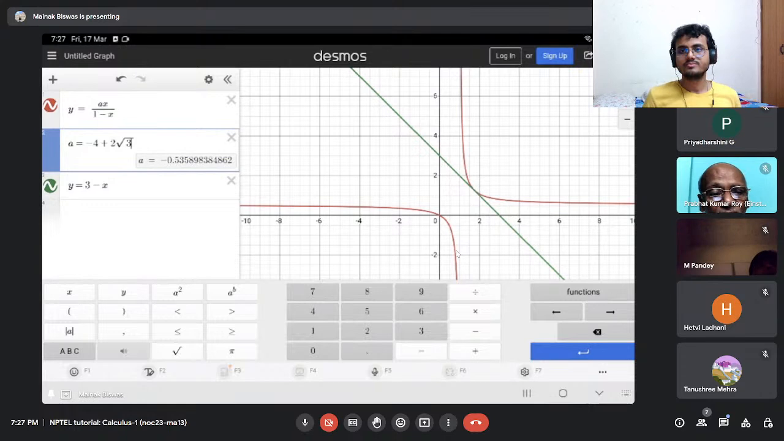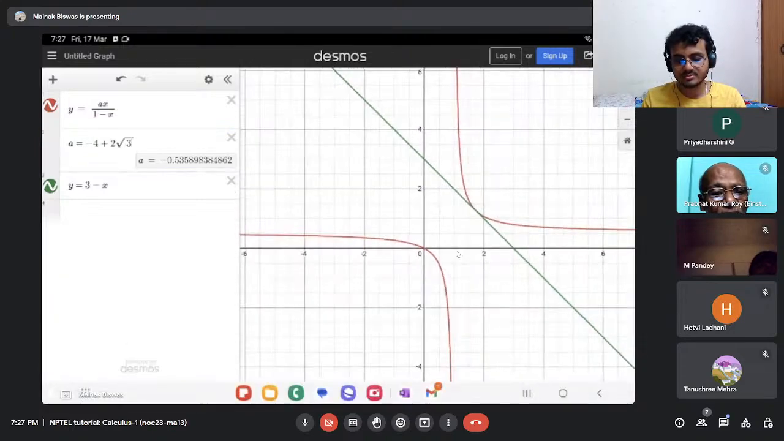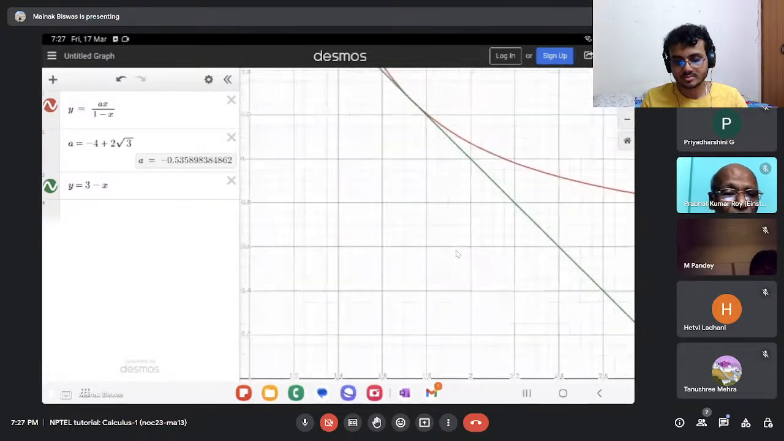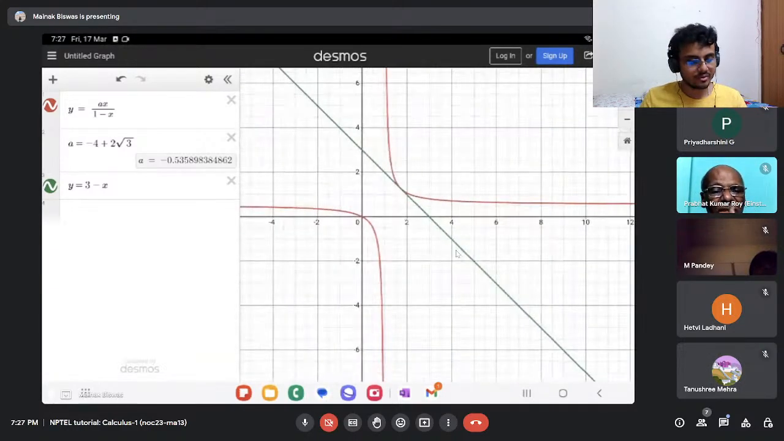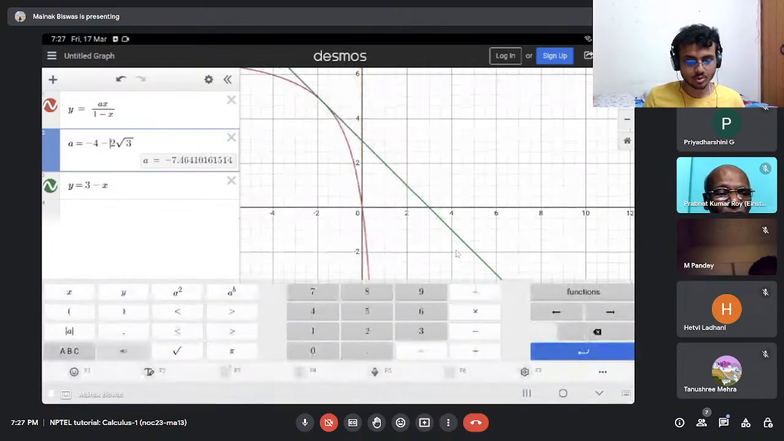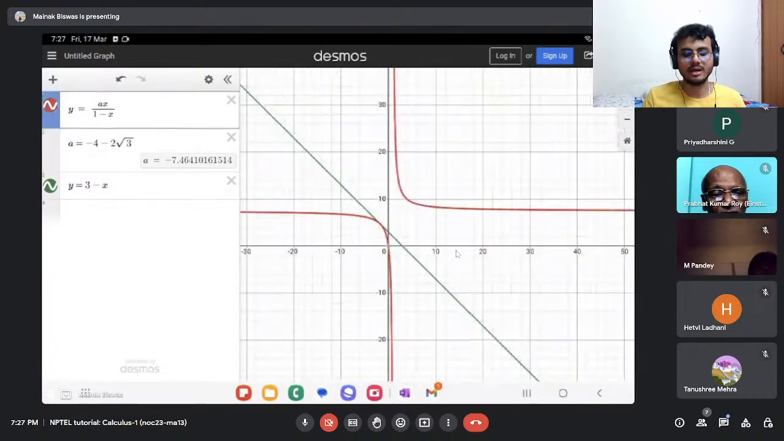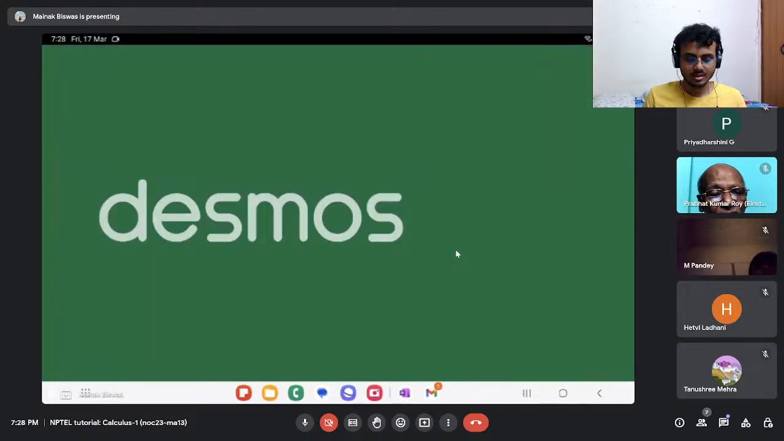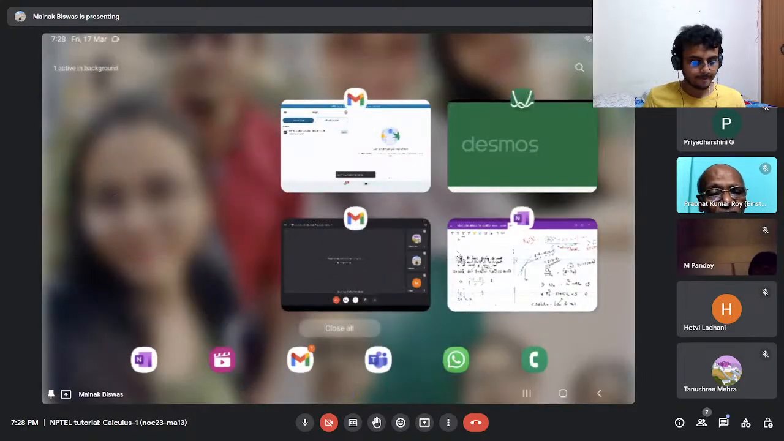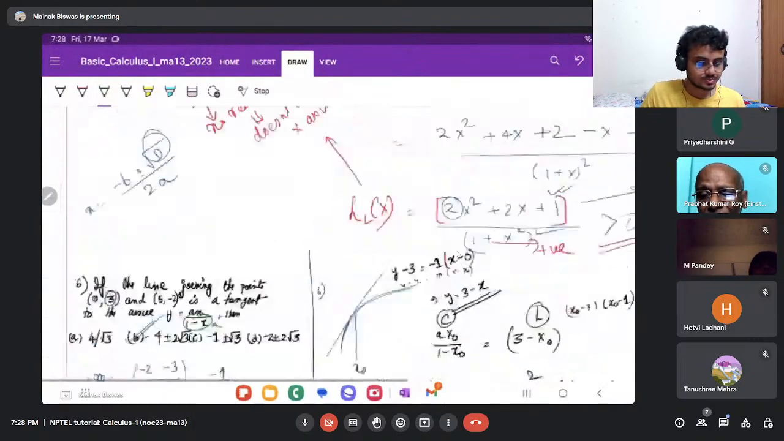Tangent, agreed? This is one tangent. Indeed, the line becomes a tangent to this curve. Yes, sir. And then you have 4 minus 2 root 3. Then it becomes tangent to the other side of the hyperbola. Understood? I hope it is very clear. Let's solve the other questions now. So this is the answer.